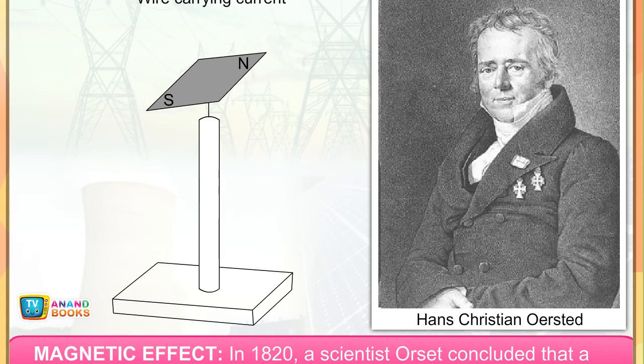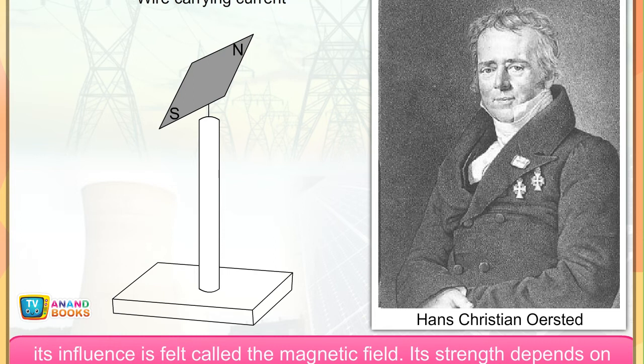In 1820, a scientist Oersted concluded that a wire carrying an electric current possesses an area around it where its influence is felt, called the magnetic field. Its strength depends on the strength of the current.